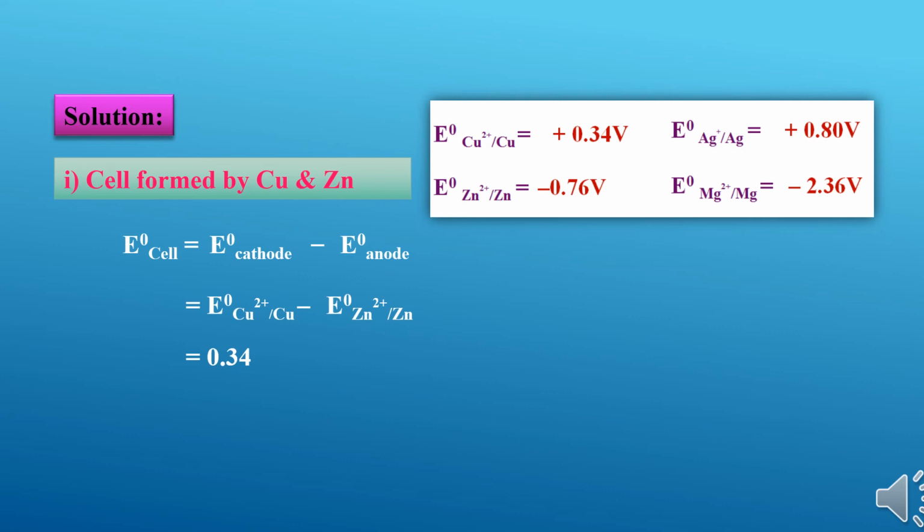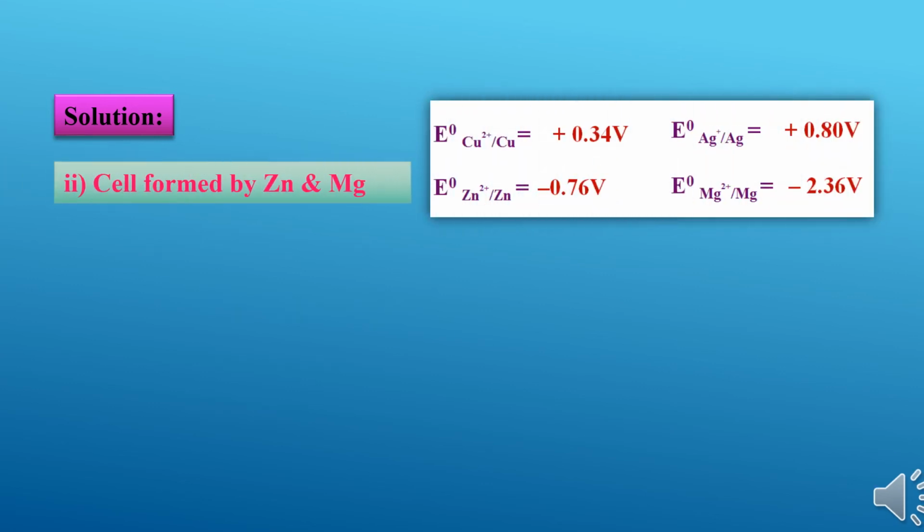So here we have to substitute the values. E naught of Cu2+/Cu is 0.34, minus E naught of Zn2+/Zn, which is minus 0.76. So minus of minus 0.76. So the answer is 1.10 volt. This is the cell potential or standard EMF of the cell formed by copper and zinc.